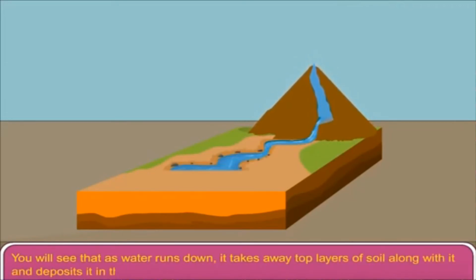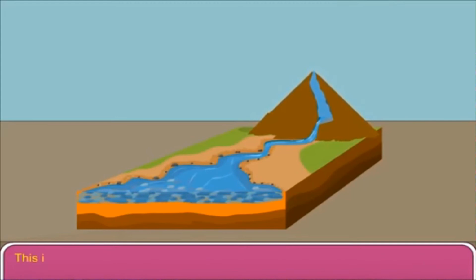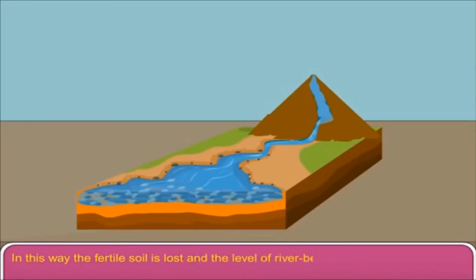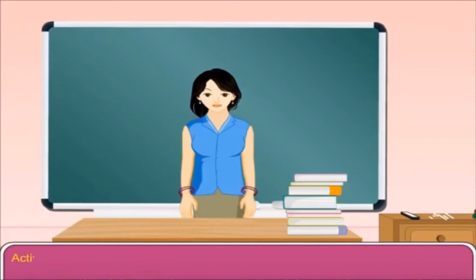Okay, it runs down. It takes away the top layer of the soil and deposits it into the river. Now, this process is called silting. In this way, the fertile soil is lost and the layer of the riverbed rises, making them more prone to floods.